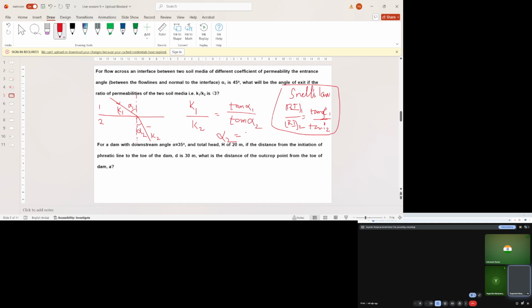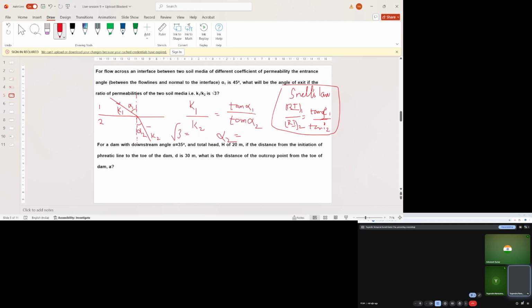What is the angle? 90 minus alpha, that is 45. You use this now. K1 by K2 is different, right? So it is going to be K1 by K2 is what? Root 3.